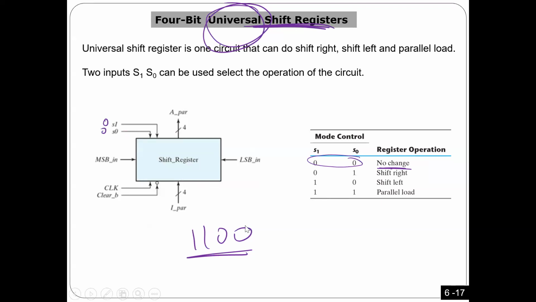Okay. If you put here number 1, so that means I want to shift right. If I put here 1, 0, that means I want to shift left. If I put 1, 1, I want to do parallel load. Parallel load means whatever you have here is going to be written.